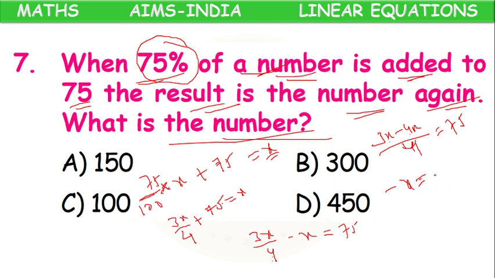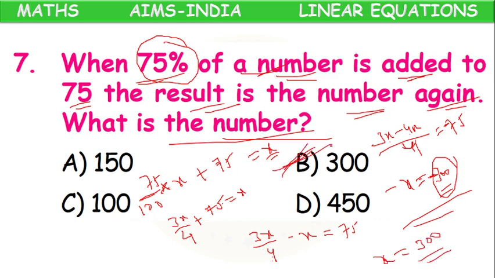So 4 into 75, 300. Here we are getting the value minus 300 actually. Plus 75 goes that side, means minus 75. So it is minus 300. So minus minus cancel, x equal to 300. So B option is the correct answer.